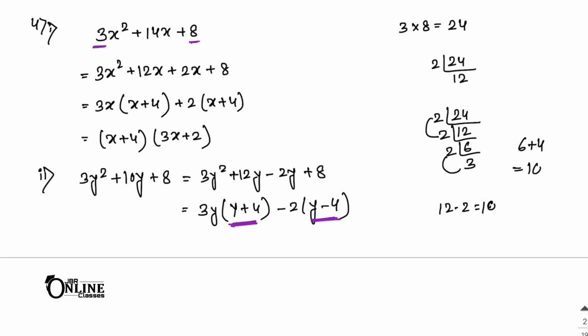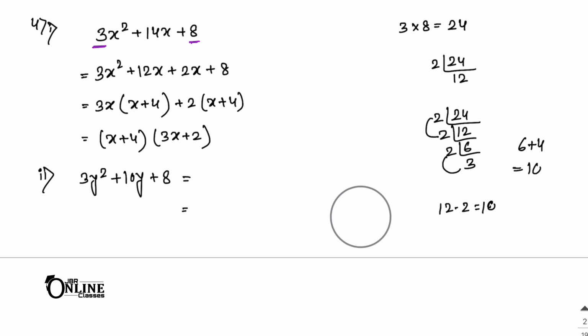These two factors in the bracket will always be the same in each and every problem. I repeat, these two factors in the bracket are always the same in any problem. So that's why here I'm going to take 6 plus 4, that one equals 10, not the 12 minus 2.